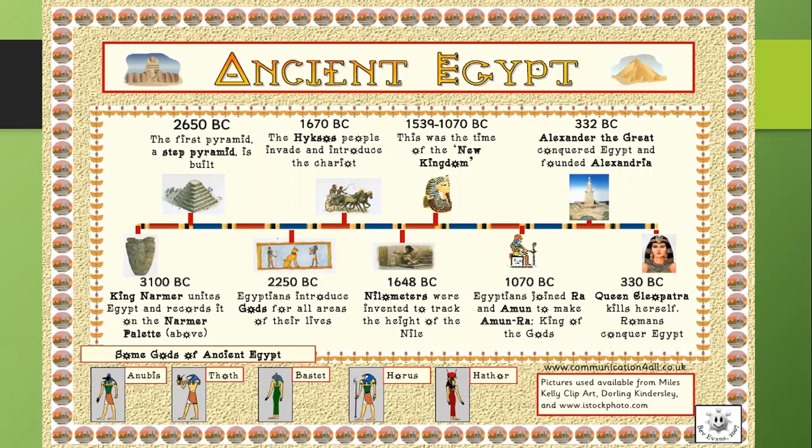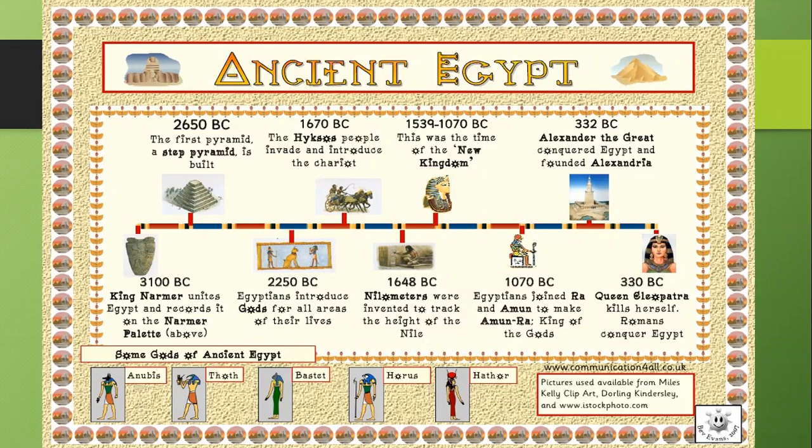So the beginning one is you have 3100 BC. King Narmer unites Egypt and records it as an empire, as a place. The first step pyramid is built in 2650 BC. And then you keep going on. You have Egyptians introduce gods for all areas of their lives. And you have people invading with the chariot, right?